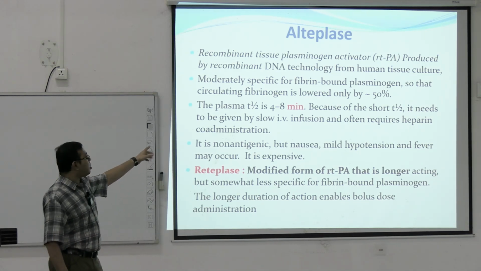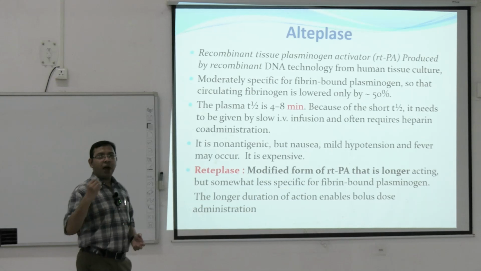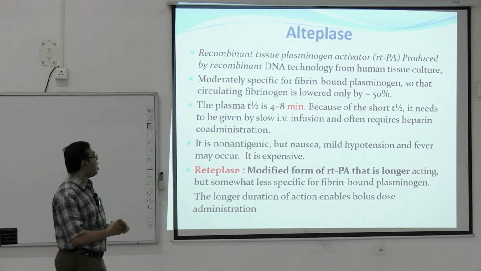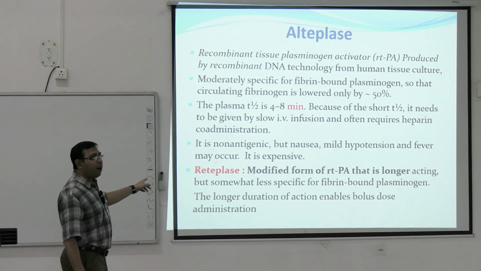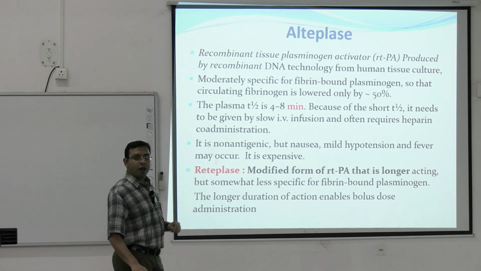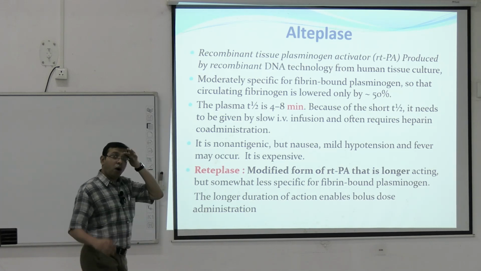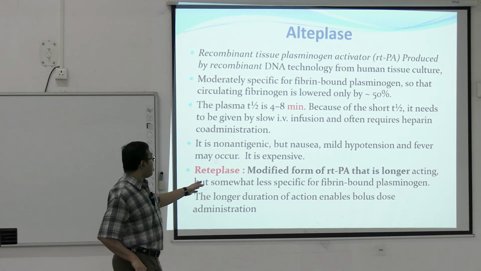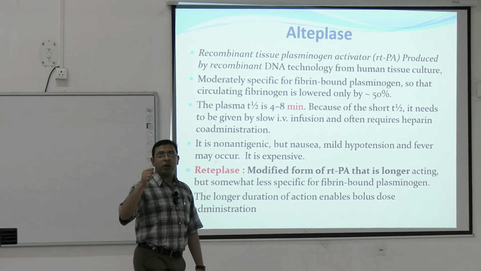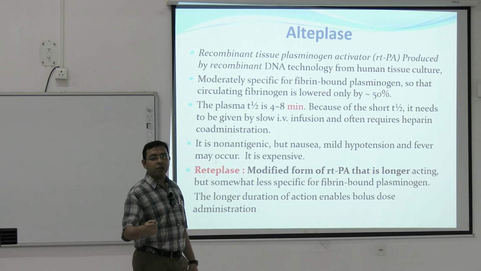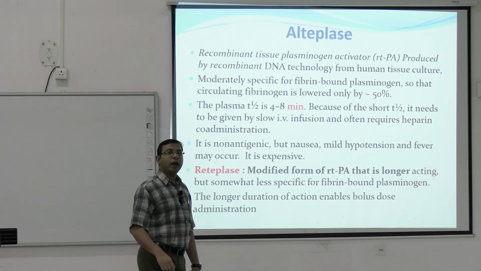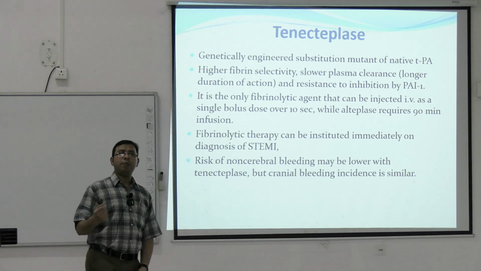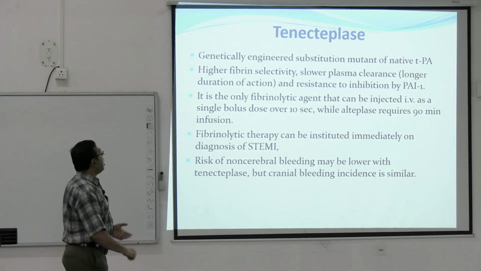Plasma half-life is very short, you can see 4 to 8 minutes. Short half-life, rapid onset and offset of action. Non-antigenic, some nausea, mild hypotension, etc. can happen, but this is expensive. Reteplase is a modified form of the tissue plasminogen activator. Unlike Alteplase, it is longer acting and less specific for fibrin-bound plasminogen, with longer duration. Because of the longer duration, we can give it as a bolus dose. Otherwise, we have to give a long infusion, which is another problem. Tenecteplase is the most short acting, usually given as a bolus dose, but it is costly.